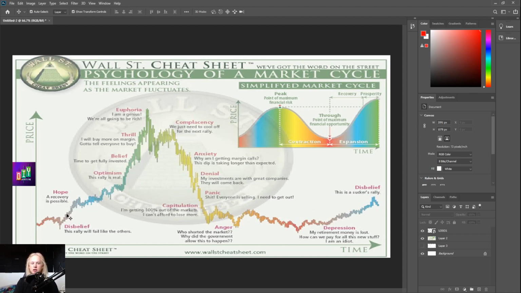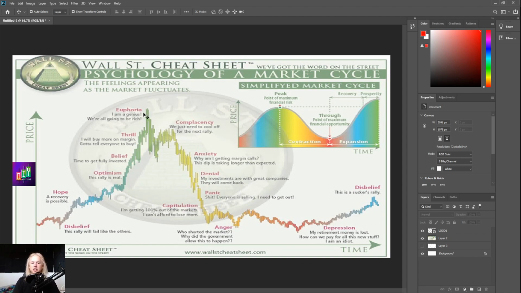And these are the emotions that you feel. Disbelief is where nobody actually believes it's going to take off. This rally will fail like all others. Then you have hope, when we start to break out of the downtrend: a recovery is possible. They start to actually believe that maybe it's going to go up, that they were wrong about that. Then we start to go parabolic, and that's when they start to get optimistic. This rally is real. Belief: time to get fully invested. Thrill: I will buy more on margin. Got to tell everybody to buy.